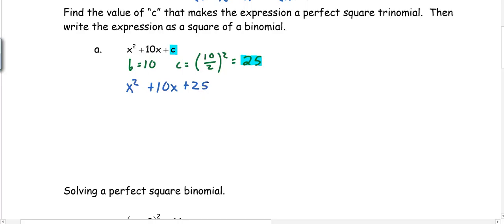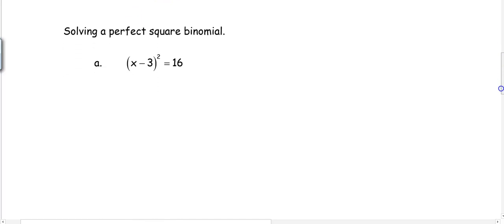Now we're going to factor it. The fast way to factor it is to remember that we just need to split our b value. Half of 10 is 5, so each parenthesis would get x plus 5 times x plus 5. Remember, when you have the same binomial, you can write it to the second power. So let's practice solving a perfect square binomial.